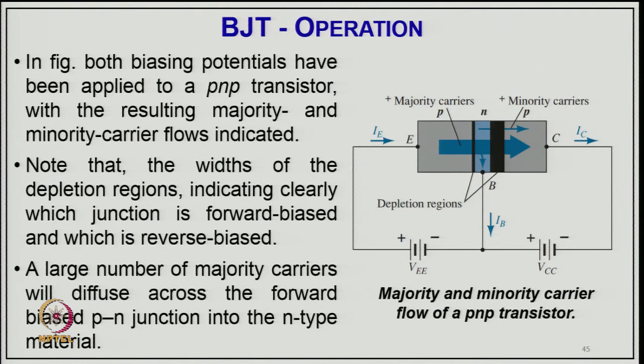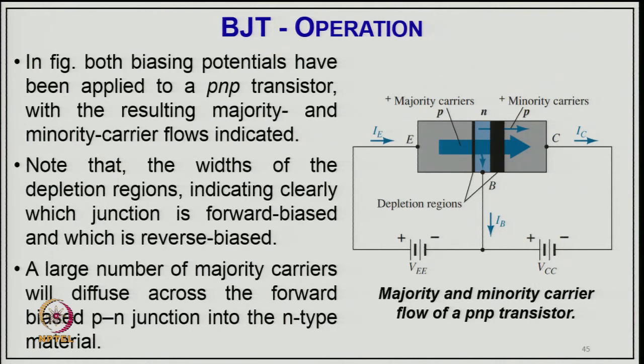So, now coming to the figure here, you can again have a PNP, and we have this as forward bias, this as reverse bias, and this is how the depletion region forms, and how the majority carriers move here and how the minority carriers move there. In the figure, both biasing potentials have been applied to a PNP transistor with the resulting majority and minority carrier flows indicated. Note the width of the depletion region, indicating clearly which junction is forward biased and which is reverse biased. A large number of majority carriers will diffuse across the forward biased PN junction into the N material. This is the majority carrier which gets diffused into the N, that is the meaning of majority and minority carrier, how it is flowing in the PNP transistor.